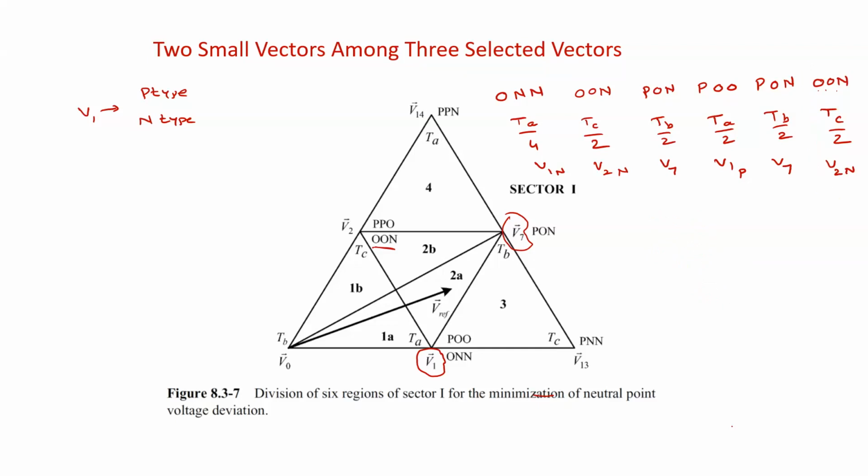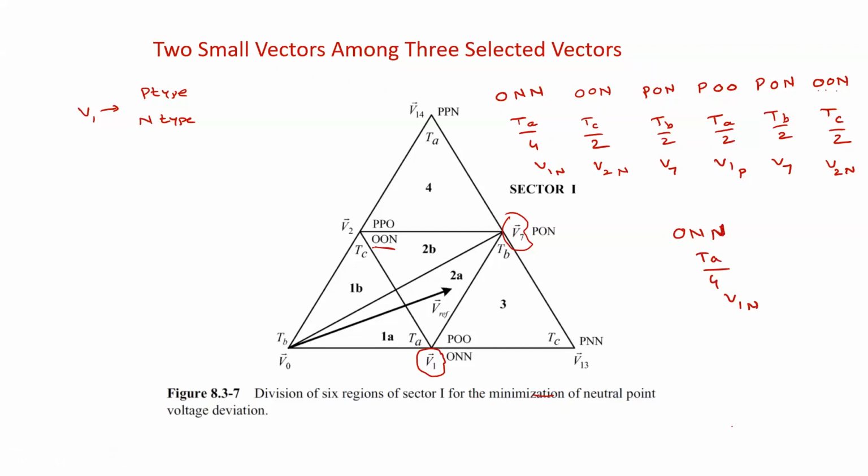So 00N is selected, TC by 2. What is the next thing? After 00N, that means 0NN. So this is TA by 4, and this is V1N. Understood?